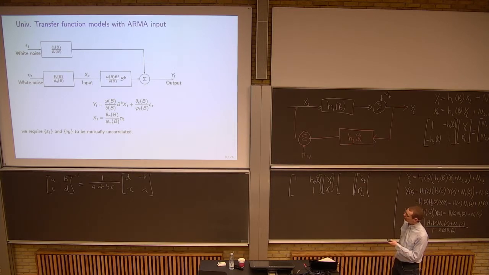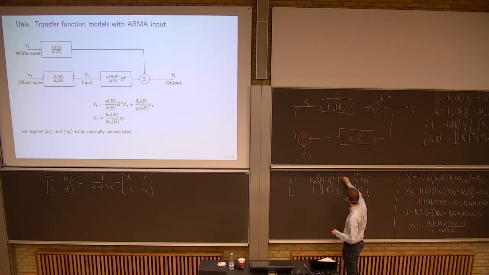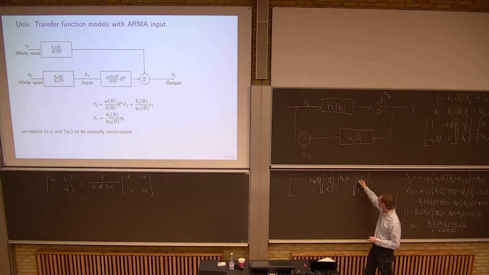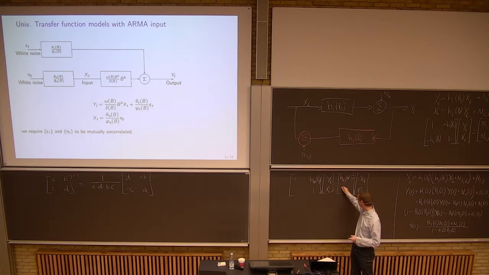Now, what else do we have? To get to yt, we have some noise that goes in there. So we have a transfer from epsilon to y of b. We have no transfer from eta directly to y, so we have a 0 there. We have no transfer of epsilon directly to x, so we have a 0 here. And then we have a transfer from eta to x, and let's call that h eta x of b.